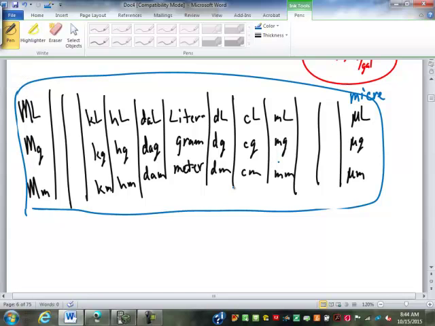Now, quarts and gallons are separate. That's a G. But that's all grams across that middle row. No problem.